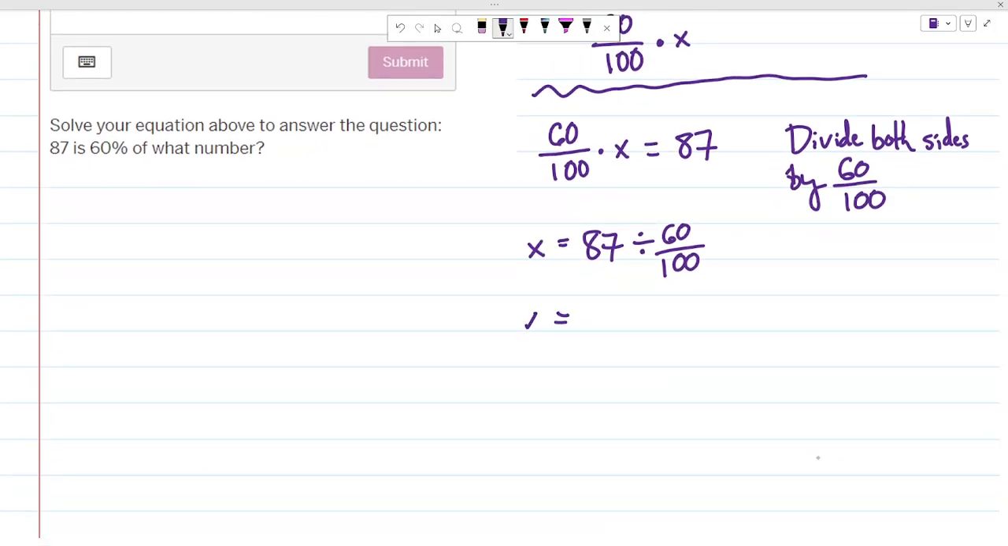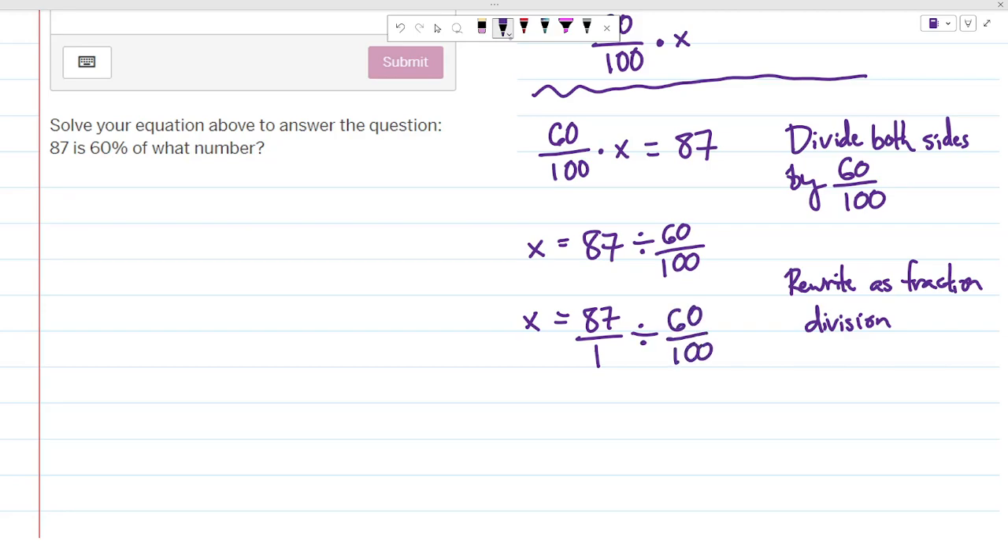That would mean that x is equal to 87. And actually, let's write this as a fraction division problem. So let's rewrite this as fraction division, a fraction divided by a fraction. That's what we want to rewrite. So how would we write 87 as a fraction? If we write 87 as a fraction, that's like 87 over 1. Now we divide by 60 over 100.